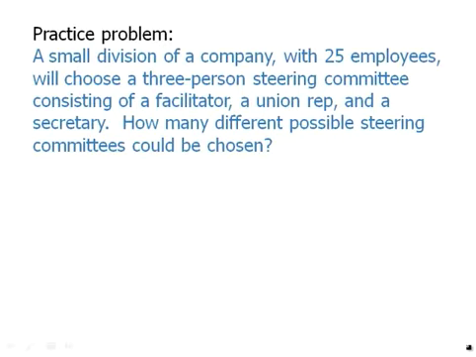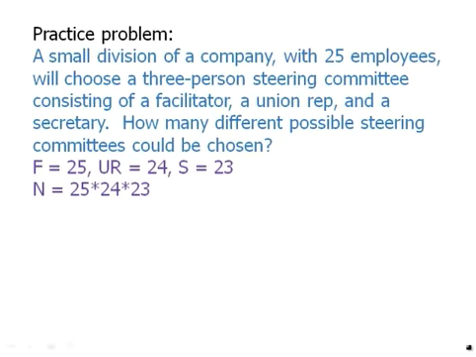Well, clearly, if we're picking them at random, for the first choice, for the facilitator, I have 25 choices. Once I pick that person, there are 24 people left I could pick to be the union rep. Once I pick that person also, there are 23 people left for secretary. So now we have to figure out 25 times 24 times 23. Well, that's not too hard.